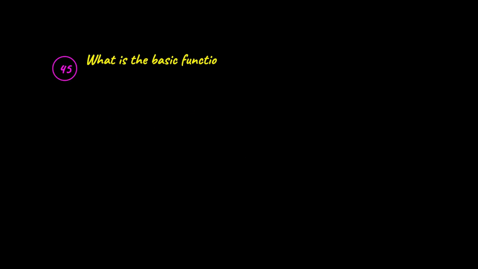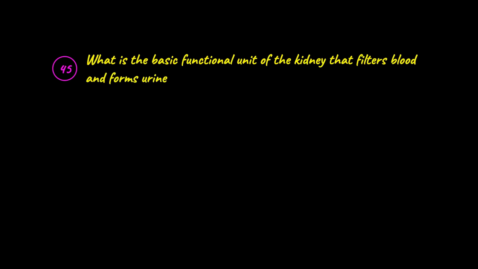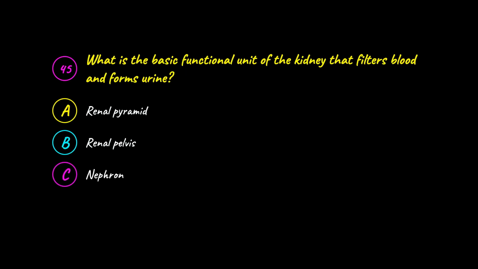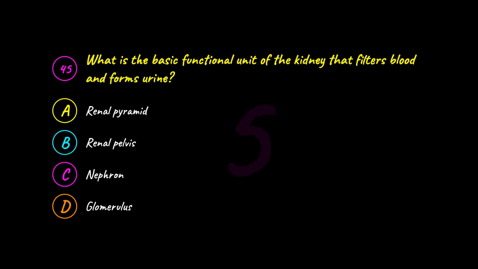Question 45. What is the basic functional unit of the kidney that filters blood and forms urine? Your options are A. Renal pyramid, B. Renal pelvis, C. Nephron, D. Glomerulus. Pick one. Trust your gut. Here's your chance to test yourself.